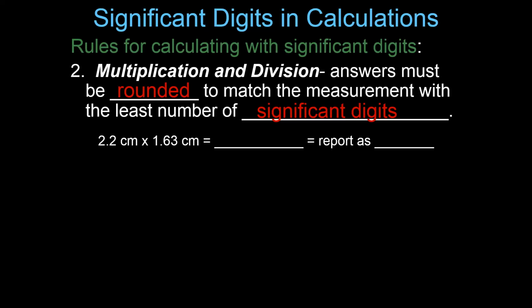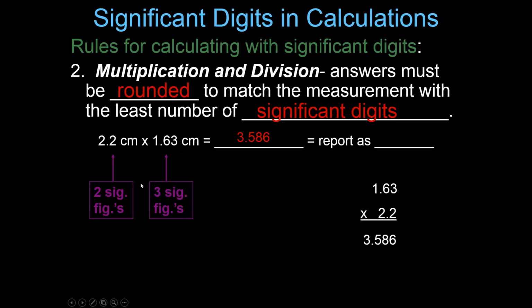So 2.2 times 1.63 is 3.586. Now you have to go back and look at your significant figures. This one has 2, this one has 3. So you're going to have 2 significant figures in your final answer. 3.586 rounds to 3.6.